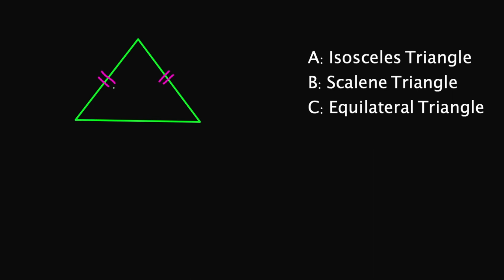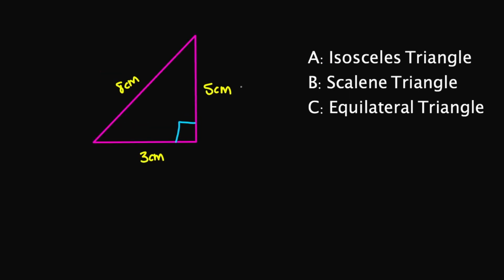And since I have two sides that are equal, this is an example of an isosceles triangle. So your answer here is going to be A. And in this example here, notice that none of my sides are equal. Since none of my sides are equal, then this is an example of a scalene triangle. So your answer here is going to be B.